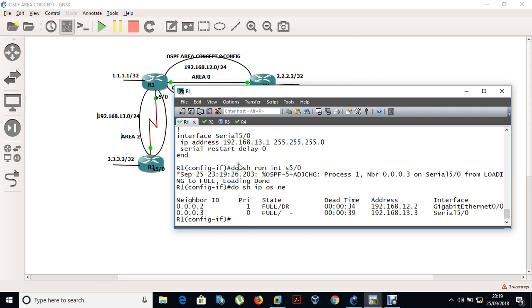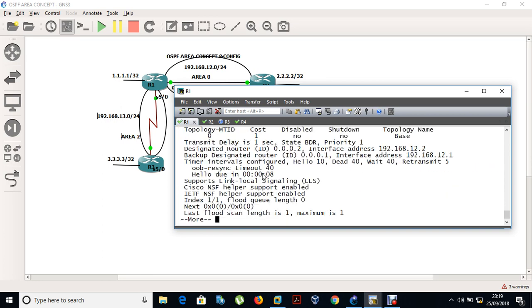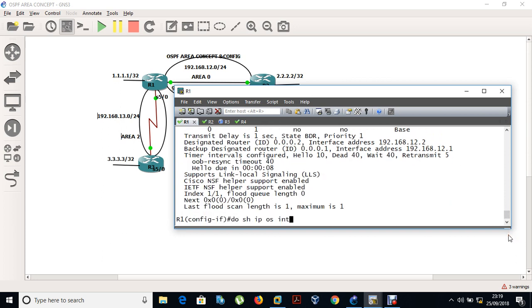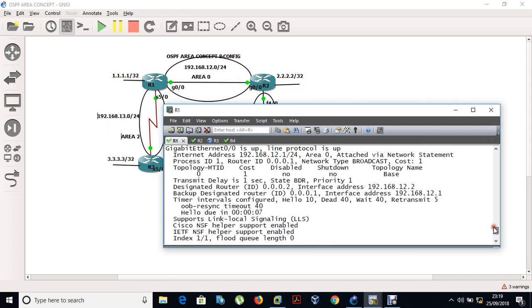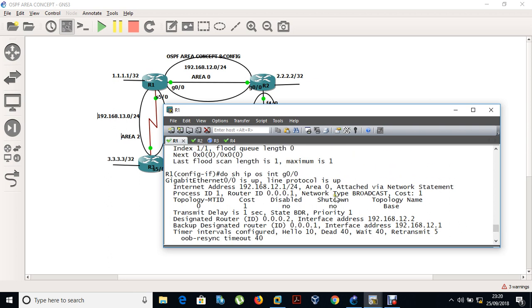But as I was talking about, in R1, if I say do show IP OSPF interface gigabyte 0/0, which is the interface that it is connected to, then as I said, it is a broadcasting network. Network type is a broadcasting network. Yeah, so DR and BDR exist.